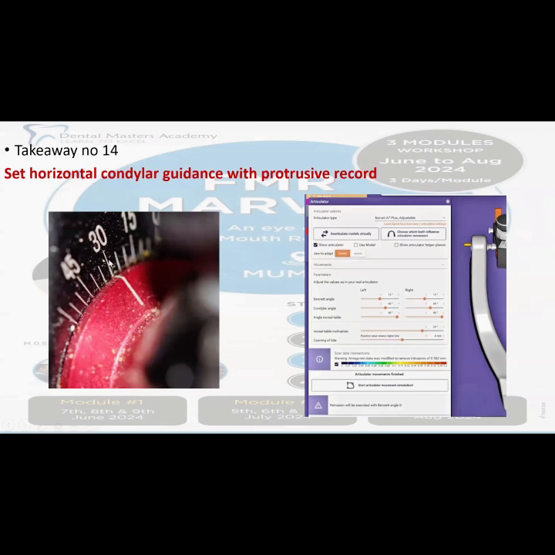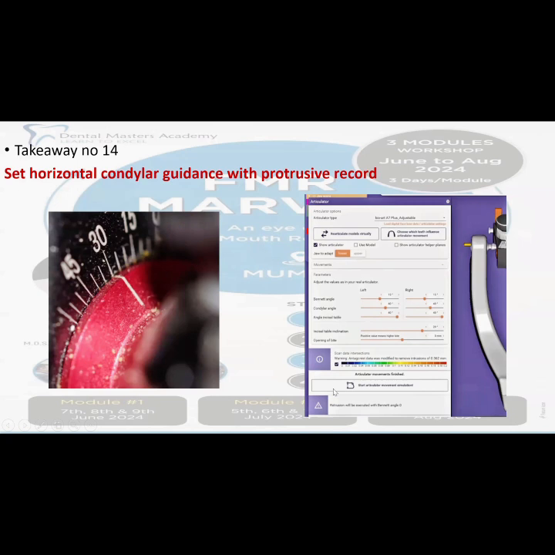So I'll come to know whether the HCG in the patient is steep or shallow. Accordingly, I'll work on my restorations to get the disclusions inside the oral cavity. So the left one is the physical HCG record on the articulator. The right one is the digital setting. If you see here, there is the condylar angle. That needs to be set. And then we need to proceed.